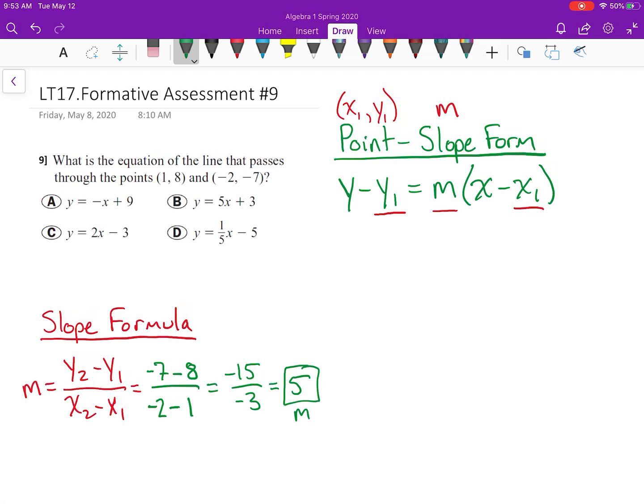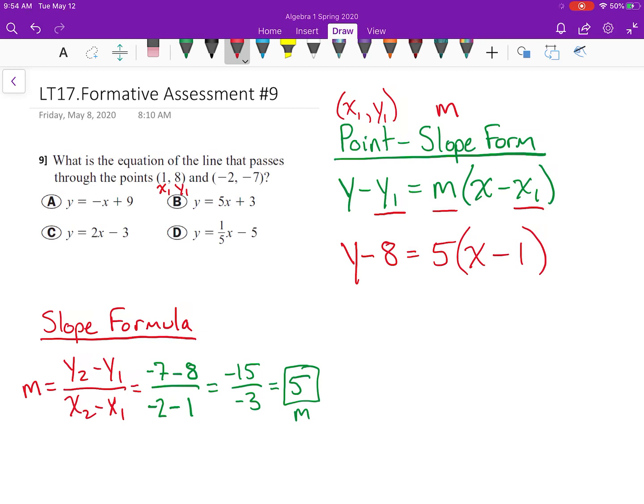So when I come up here to make this choice, I look at the 2 points and I'm going to choose (1, 8) because they're not negative numbers. They look like they might be a little easier for me to work with, less chance of making an error. So now that I have those picked out and my slope, I'm ready to write my equation in point slope form as y minus y1, which is 8, equals m, so my slope was 5, times x minus x1, which is 1. Now I have an equation of this line and it's in point slope form.